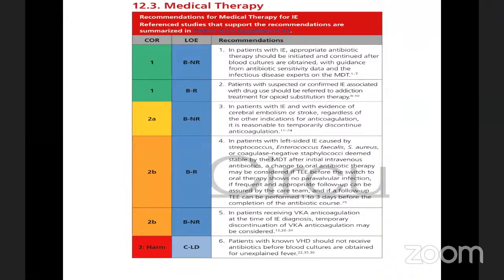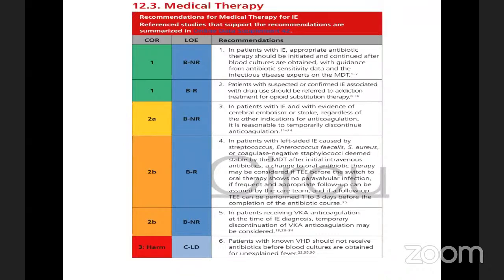Class 2B: in patients with left-sided infective endocarditis caused by streptococci, enterococci, Staphylococcus aureus, or coagulase-negative staph, patients should be managed by a multidisciplinary team after initiation of antibiotics. They can change from intravenous antibiotics to oral antibiotic therapy, and maybe consider TEE before switching to oral therapy to show no paravalvular infection or remnant.